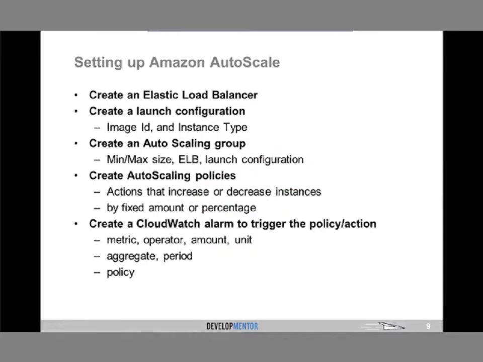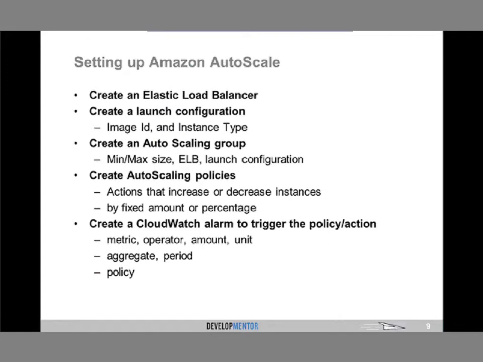And so the individual steps that we're going to go through here are, first, we're going to create an elastic load balancer. Then we're going to create a launch configuration, which is basically an image ID. As I mentioned, that's basically a snapshot of a VM that you're going to launch instances from. And then the instance type. So do I want to bring up a large instance, or do I want to bring up a bunch of small instances? Those sorts of things are the instance type. And I'm just going to be using small instances today.